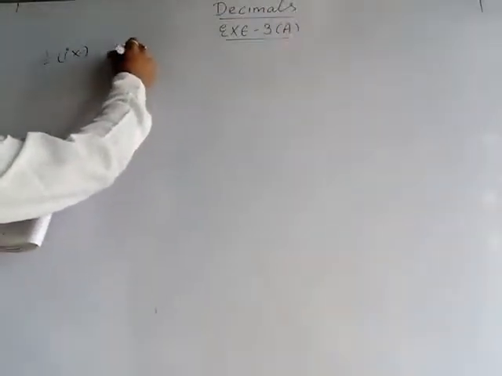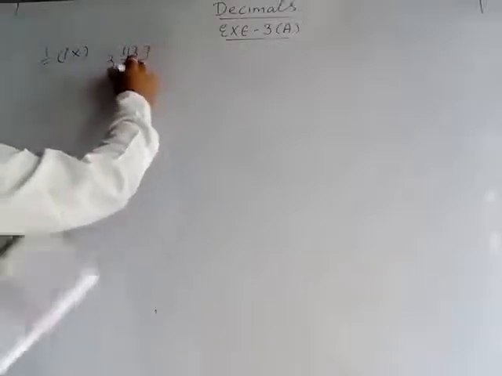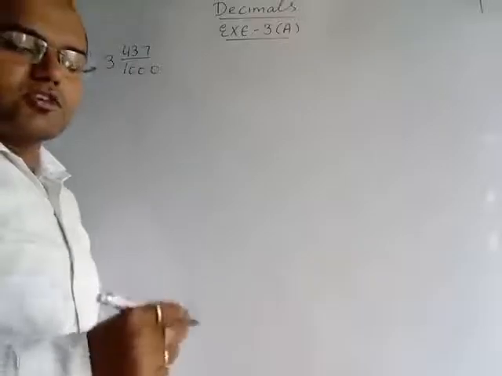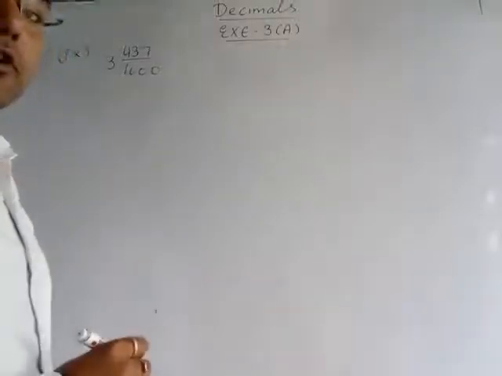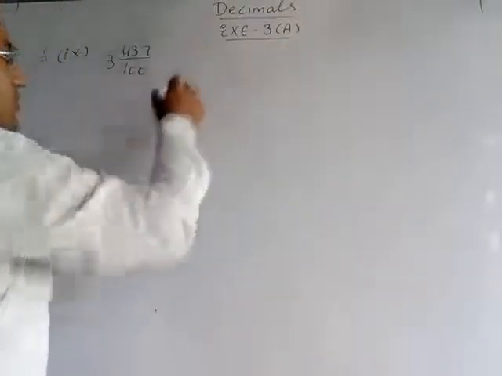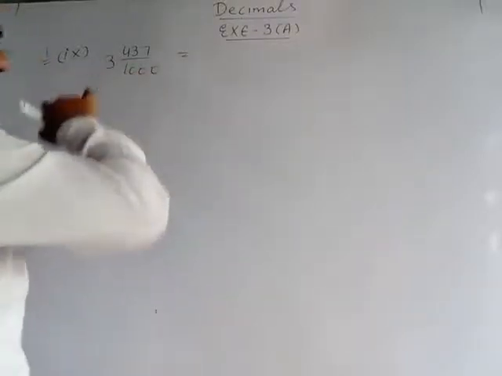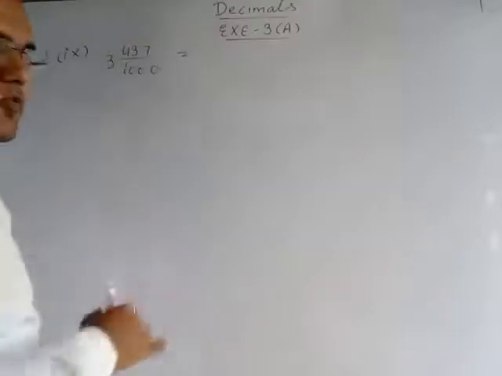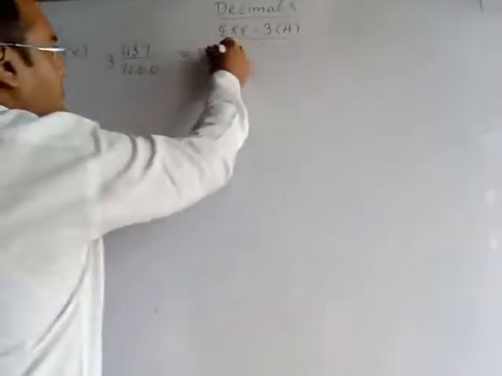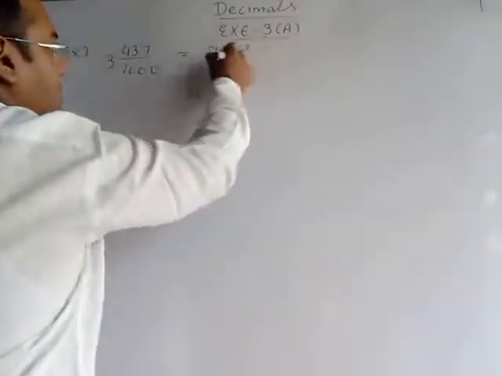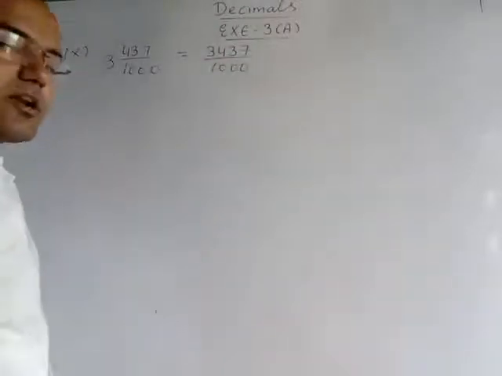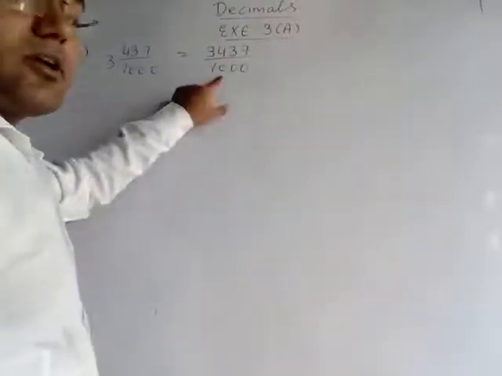3 whole 437 upon 1000. In this question a mixed fraction is given. So first of all we will convert this mixed fraction into improper. So what we will do, 1000 multiply 3 when we will do, answer will be 3000. 3000 plus 437 will be 3437 upon 1000.